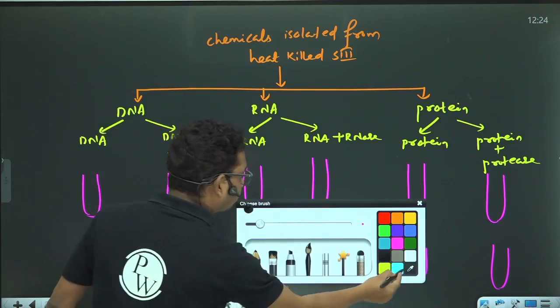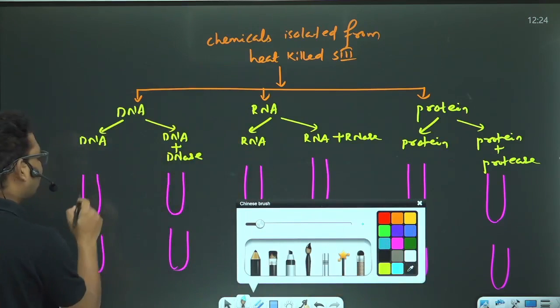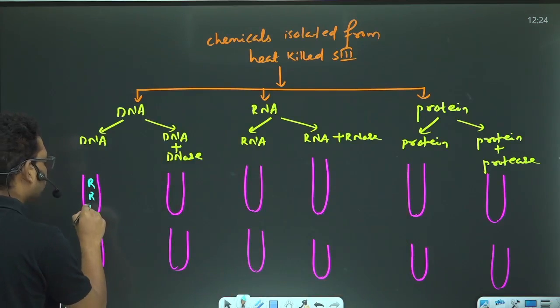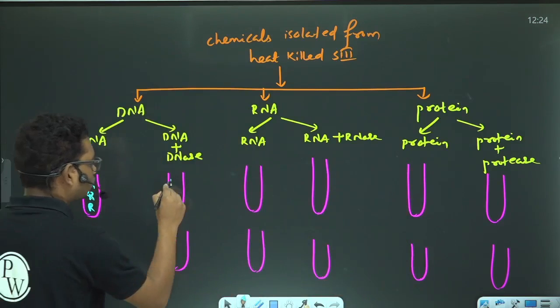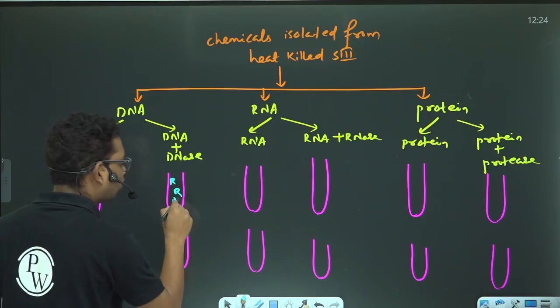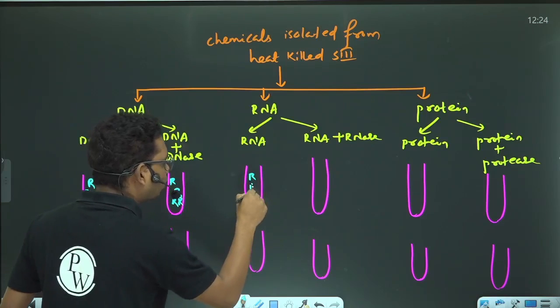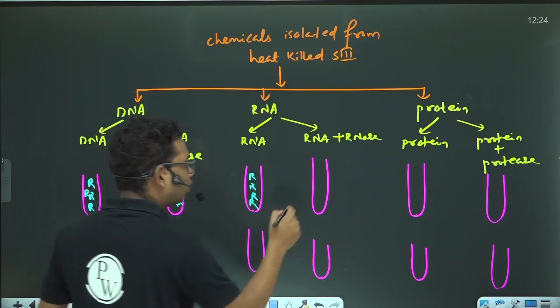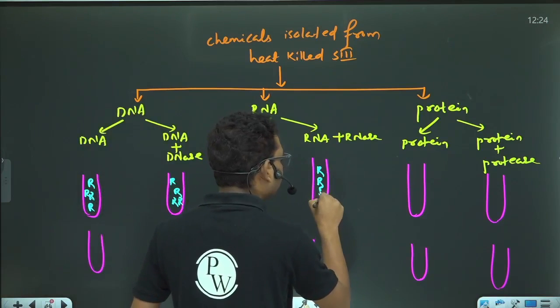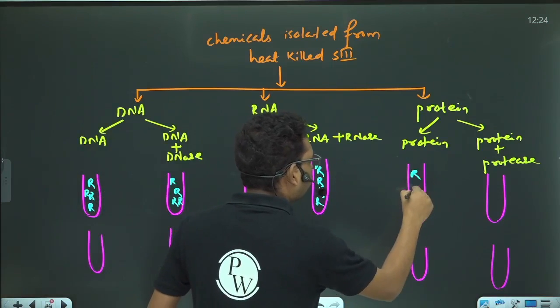In this culture medium, they had taken only the R form of bacteria. Which form of bacteria? The R2 form of Diplococcus pneumoniae.